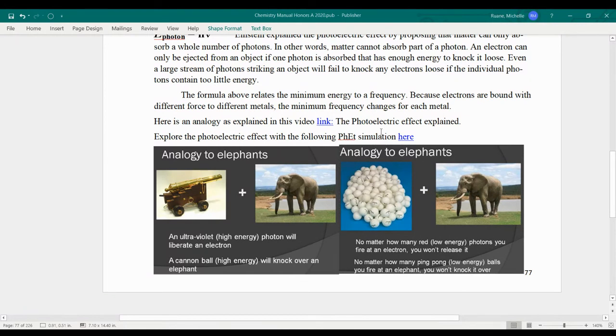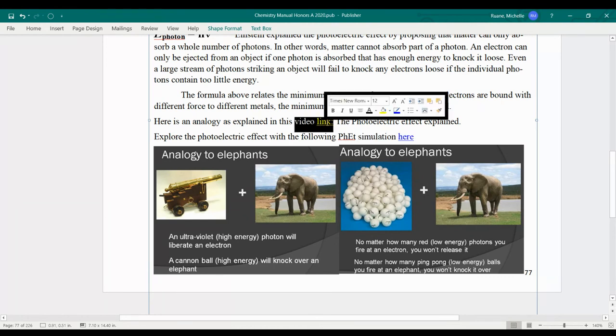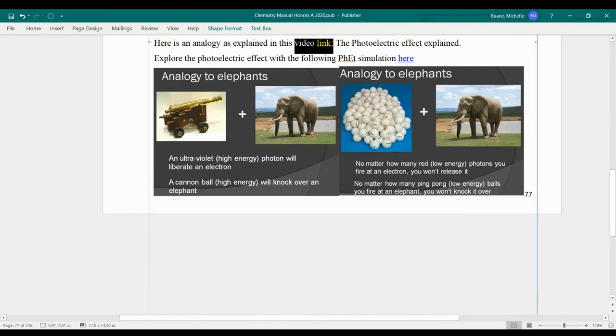And you can explore that photoelectric effect at this simulation here and the video that really explained this well. And I had another teacher who told me this when I was younger also. Here's a link to that video to explain that photoelectric effect in more detail.